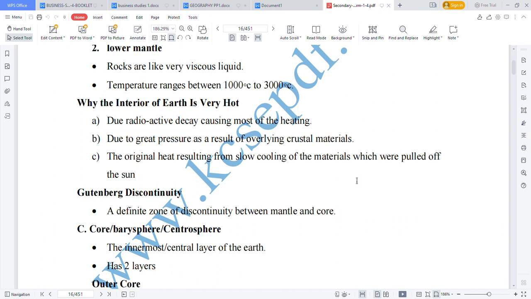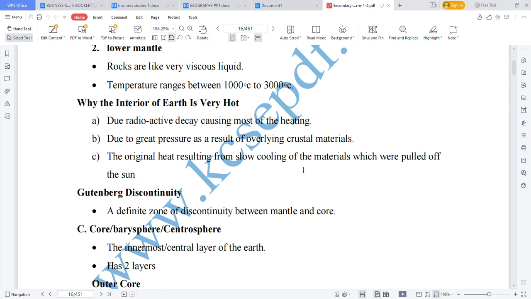Then why is the interior of Earth very hot? This is a question that can be set in exam. It has been set, and they will continue to set it in your exam. So why is the interior of the Earth very hot?